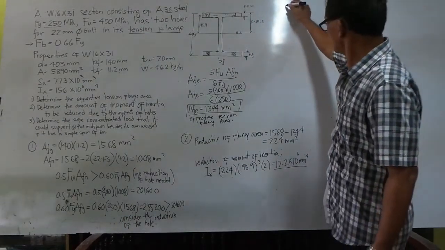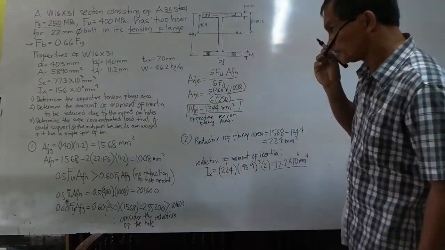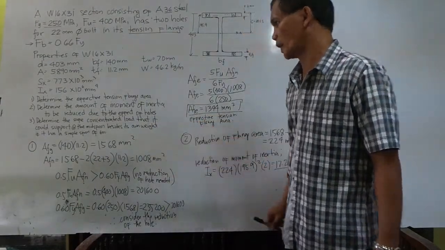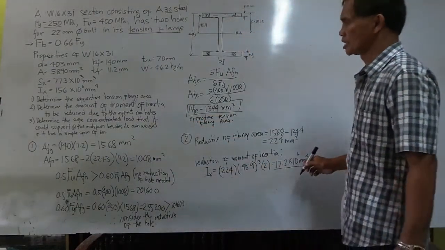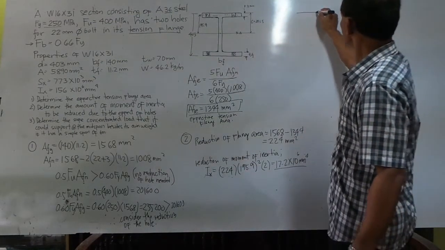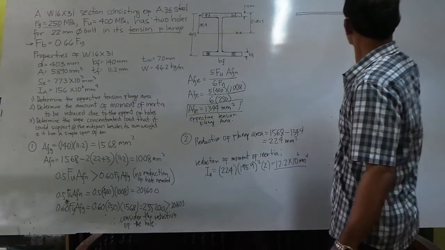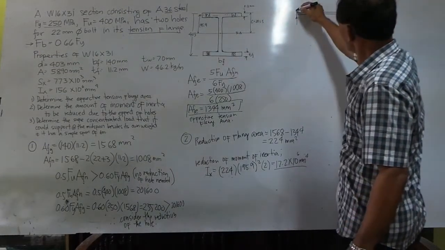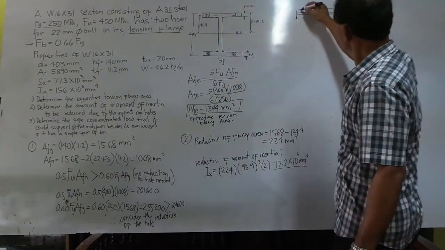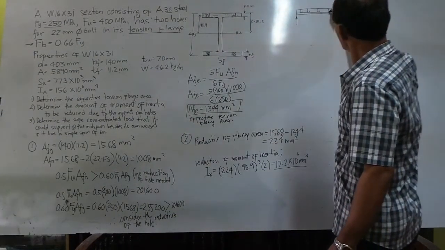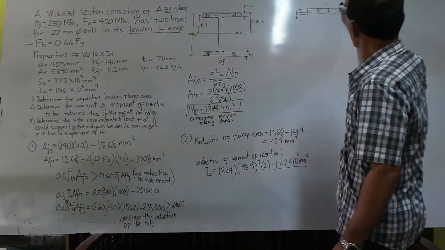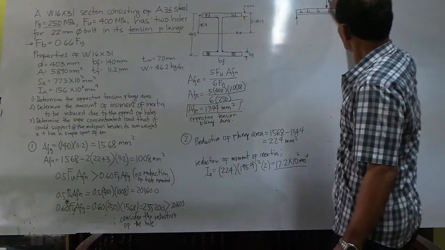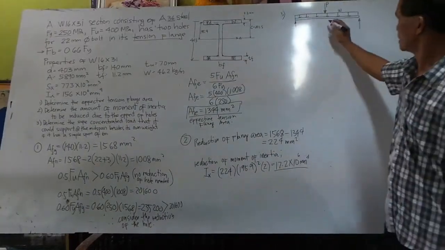So, for number 3, determine the safe concentrated load that it could support at the midspan besides its own weight if it has a span of 6 meters. So, we need to say this is a simply supported beam. Simply supported, with the weight of the beam, then at the midspan there is an additional load P.